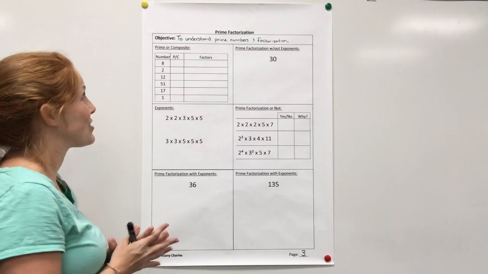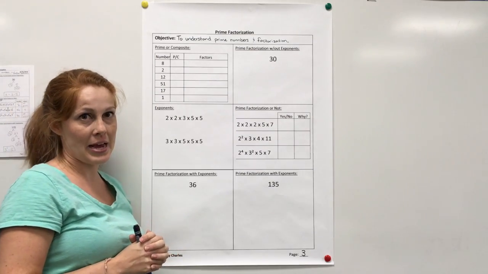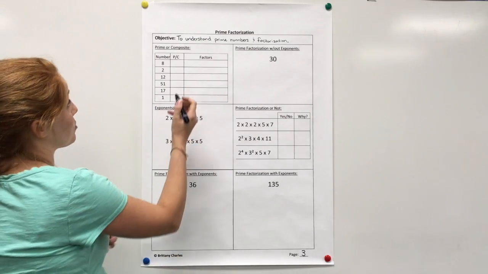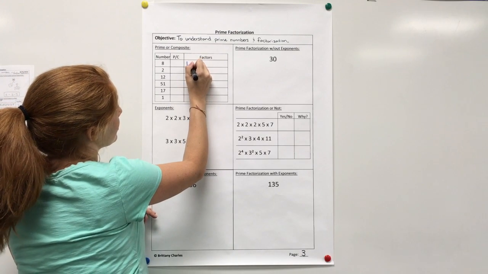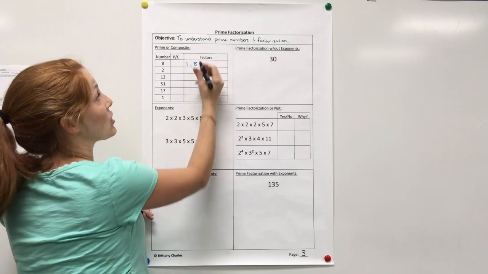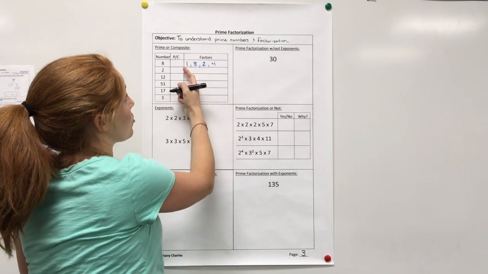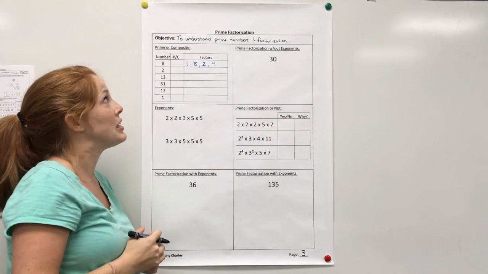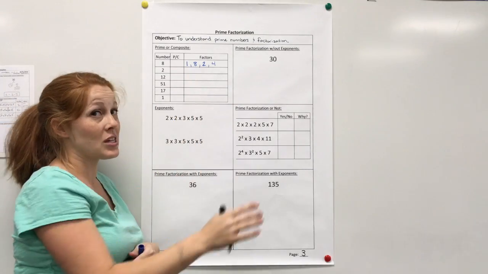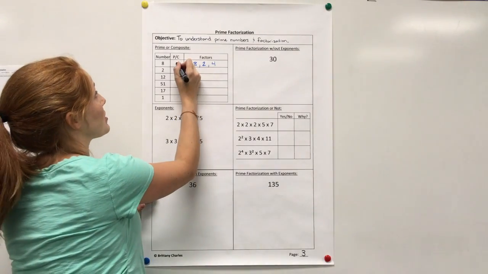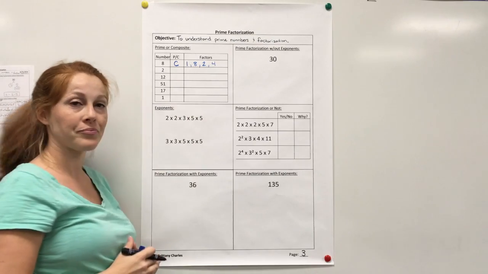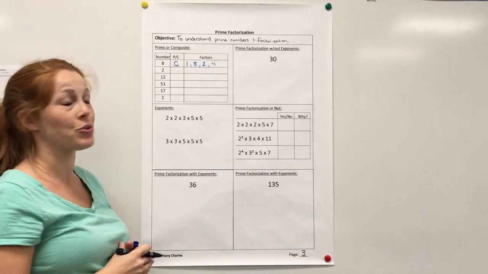All right, so 8. Well, what could I multiply to get 8? I know that I could multiply 1 and 8, and I could also multiply 2 times 4. So here are all the factors of 8, and since it has more than 2 factors, I know it has to be composite. Okay, go ahead and try number 2.